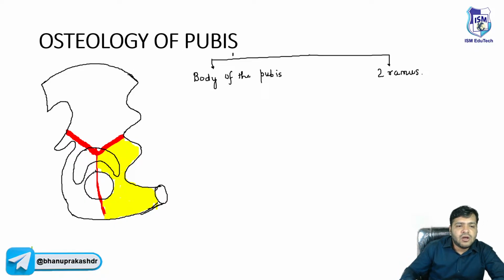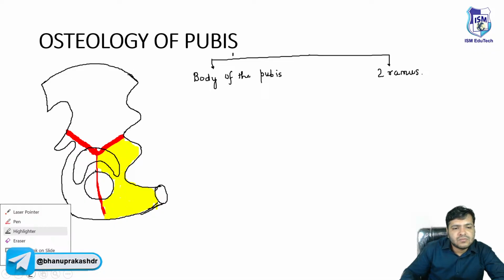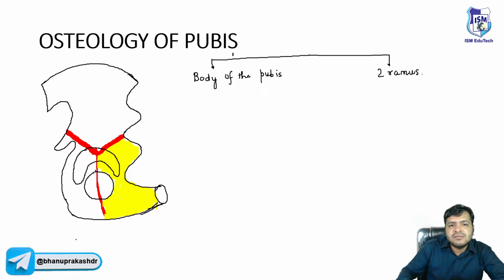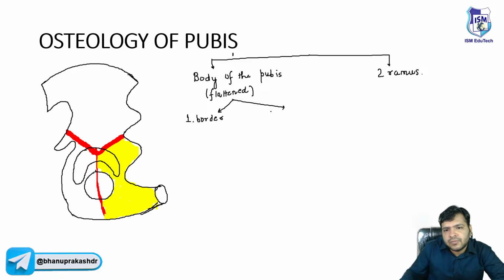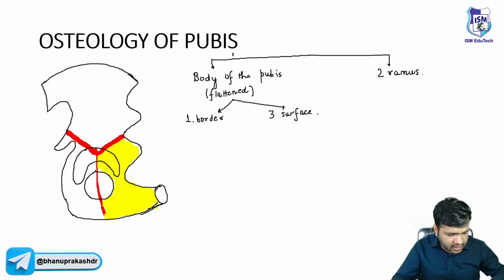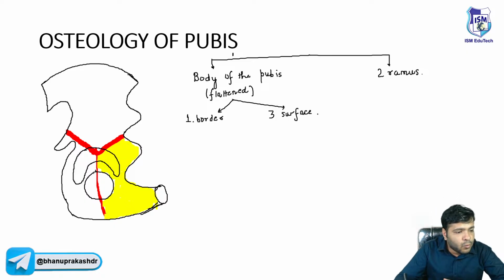Now, the body of the pubis, yes, it is flat. It is flattened. Okay, the body of the pubis is flattened. It has one border and three surfaces. Right? Now, beta, one border.